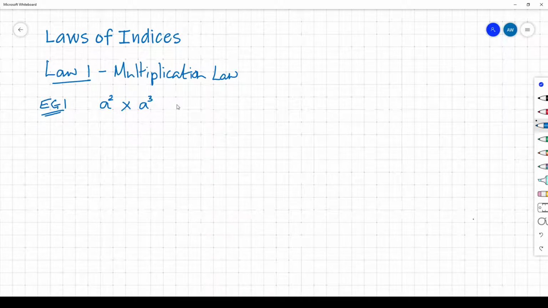Okay, and what we need to think about first is what this actually means. So let's break this apart and expand that. Now a squared, you should remember, means a times a, and then we've got another times sign there, which I'll put in the middle, and a cubed, we're going to expand that as well, means a times a times a. Now if you look, how many a's have we got all multiplied together? We've got 5, so of course that is a to the power 5.